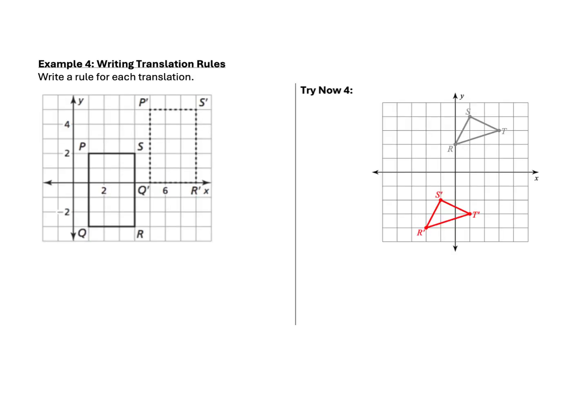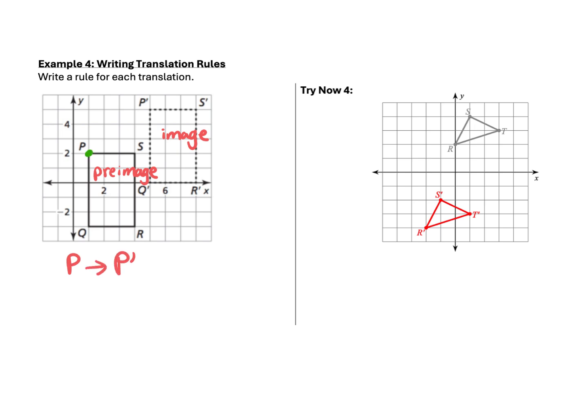For our final example, we're going to write a translation rule. And to do this, we kind of have to work backwards. We just have to make sure that we always move from the pre-image to the image. The pre-image is the one with the regular capital letters, and the image has the primes. So I need to go from like P to P prime. You can choose whatever point you want as long as you pick a point and its image.